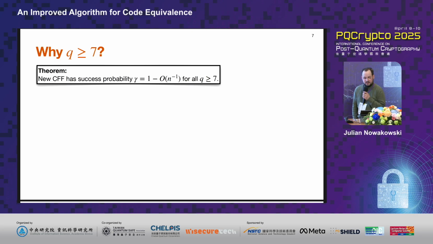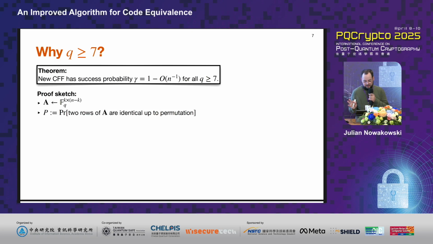So you have seen this constraint q greater or equal than 7 now on 2 slides, I think. And that's a requirement that the new canonical form function has. I think it would be nice to explain where that comes from. And to do that, we have to look into the proof of this theorem, where I showed that the new canonical form function has success probability basically 1 whenever q is greater or equal than 7.